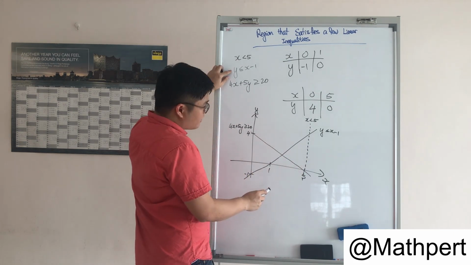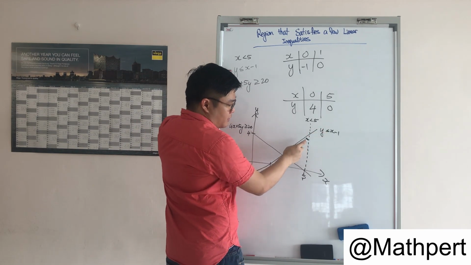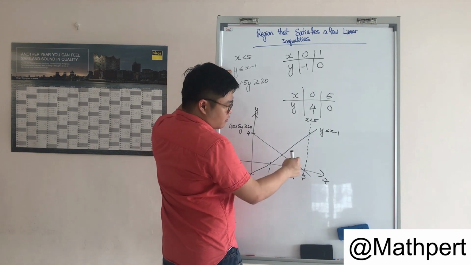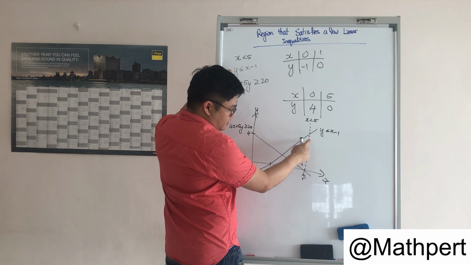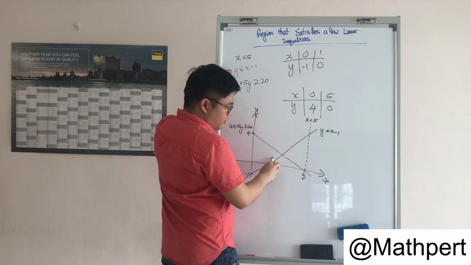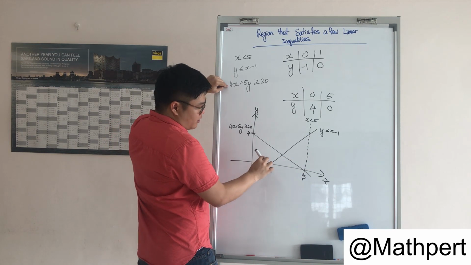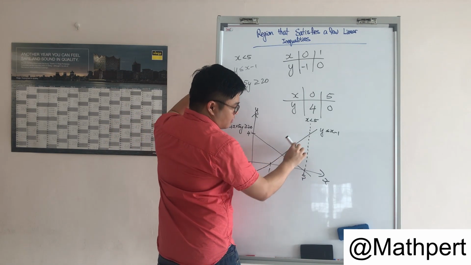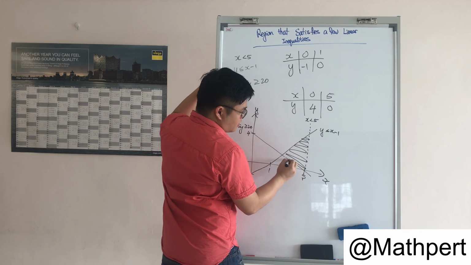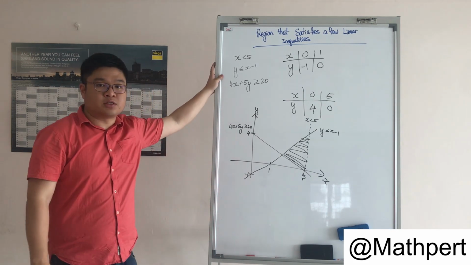Then second, y smaller than or equal to x minus 1, meaning this bottom part. So now the intersection part is here. This area is the intersection, this triangle. Then third one, 4x plus 5y is greater than or equal to 20, the top part. So the intersection of all three is here. So this will be the shaded region for these three inequalities.